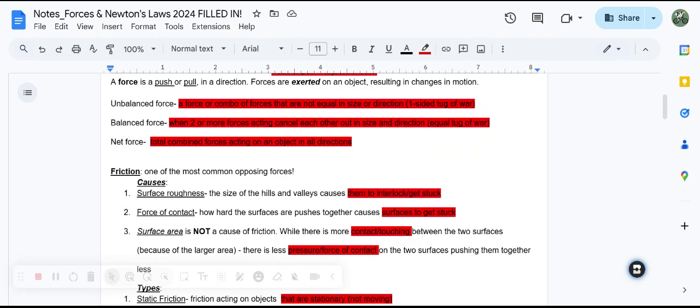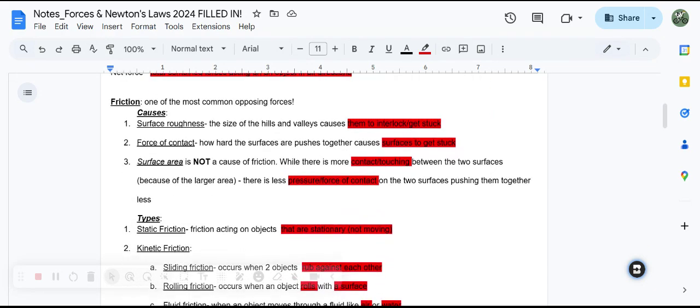Net force is the total combination, the total combined forces acting on an object in all directions. Sometimes those cancel each other out when it's balanced, or other times it's unbalanced and you'll see motion. Often there are multiple different forces acting on an object. There's gravity pulling you down. You might be pushing your body up, or you might be pushing another object up in one direction. The wind is pushing it in another direction. Gravity's pulling it down. So net force is kind of trying to capture all of those different forces in all of the different directions happening.